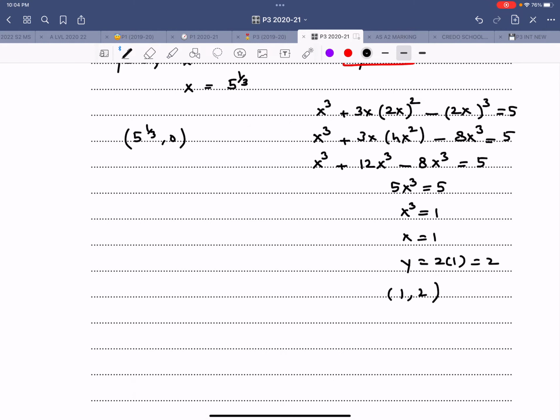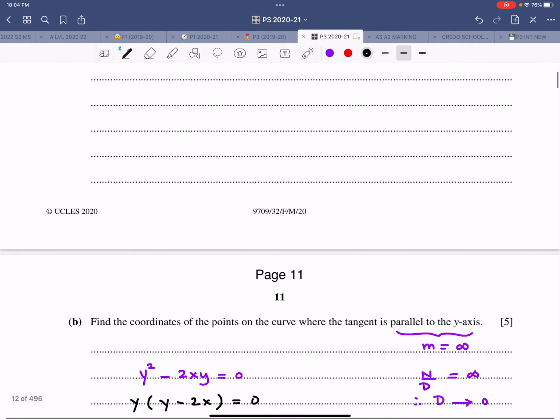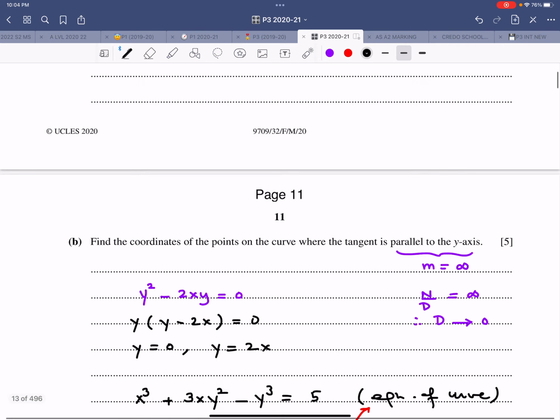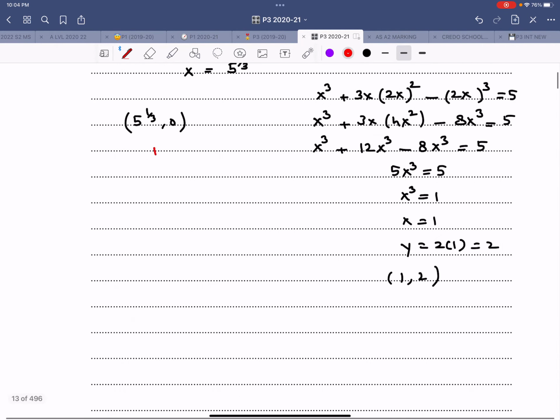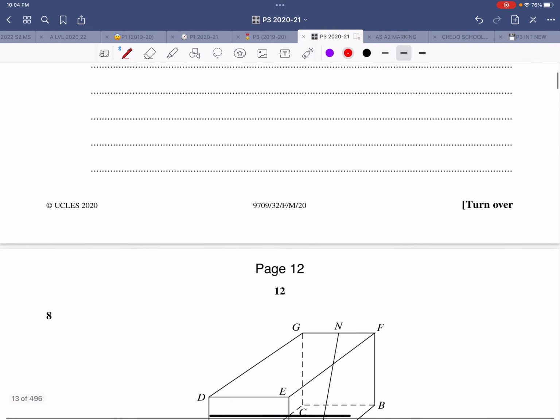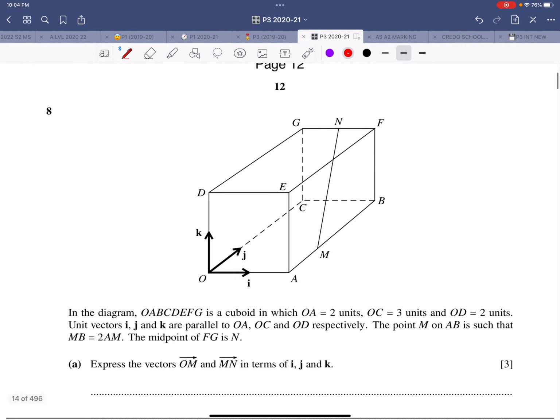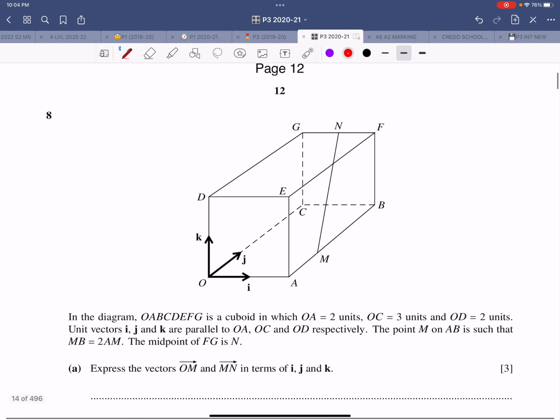I think both answers are acceptable because there is nothing stopping it from getting both the answers. Find the coordinates of the points. Points is plural, therefore more than one answer. So one answer is this, other answer is this. So English grammar is needed in order to make sure that you are on the right track.